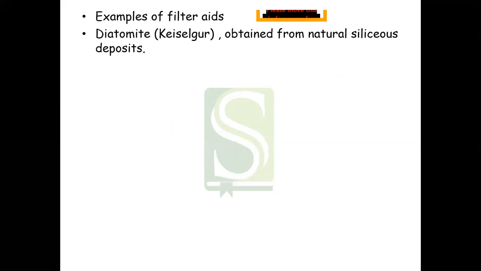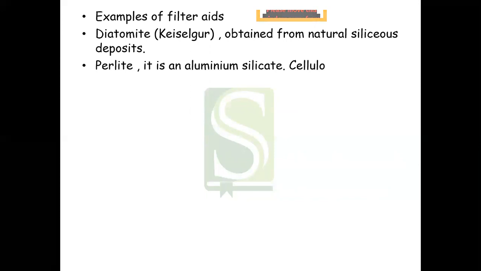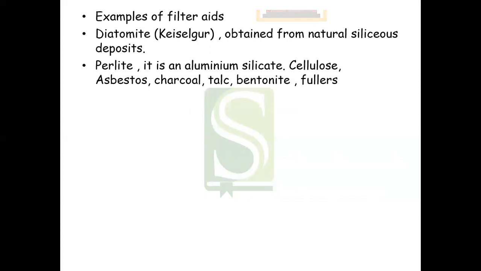It is widely used in pharmaceutical industries. Kieselguhr is obtained from natural siliceous deposits. Next is perlite. It is an aluminium silicate. Then we can also use cellulose, asbestos, charcoal, talc, bentonite, fuller's earth, etc. So this was all about filter aids.